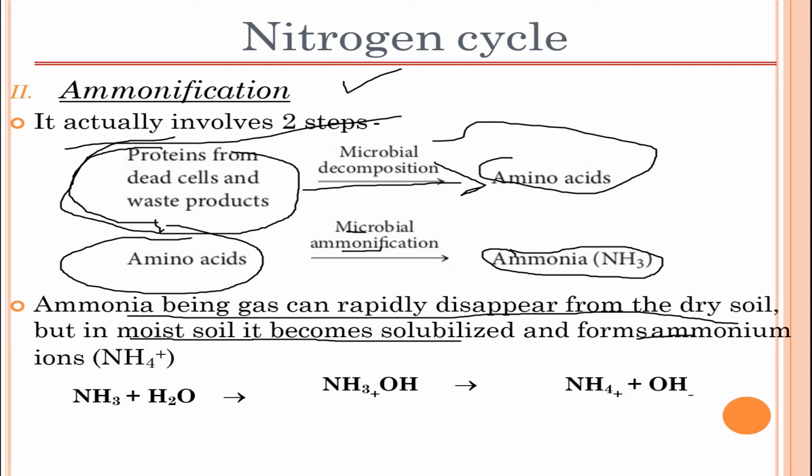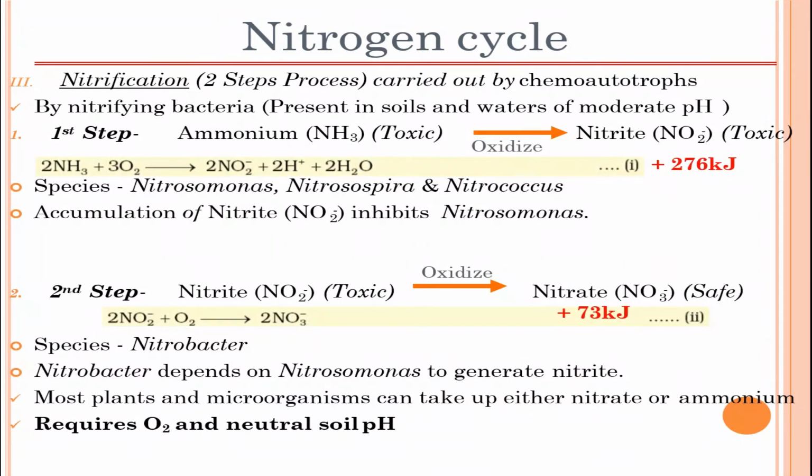Definitely in moist ions it combines with water or hydronium ions to form NH4 plus. Alright, so moving on with this. So talk about the second step of the process. The first step that we studied in the previous video was nitrogen fixation, then we talked about ammonification, and then we have nitrification. Talking about nitrification, it is carried out by chemoautotrophs.